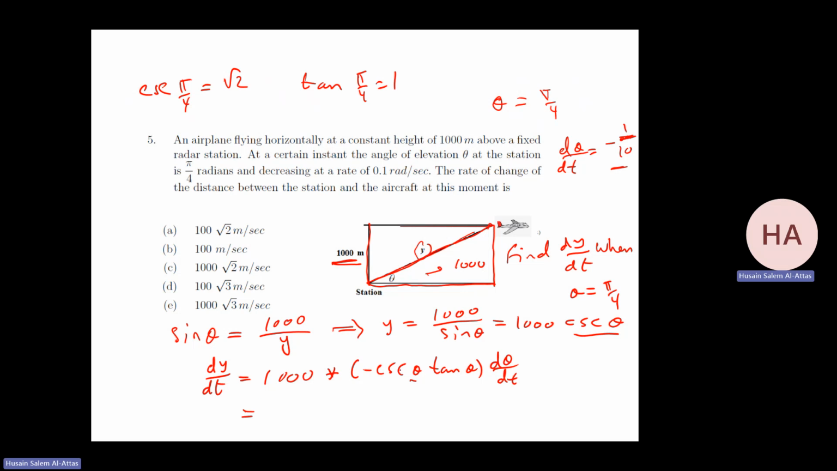So I have minus 1,000 cosecant, square root of 2. Tan is 1, and this is minus 1 over 10. Yeah. So minus will be plus. So I have 100 square root of 2, and that is the answer. From the figure, I figure out I need this relation, and then I do the calculations.